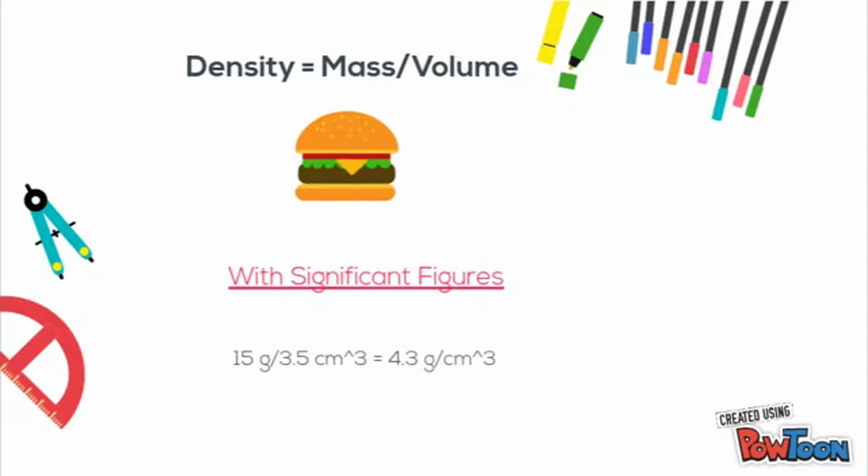Now this time I rounded my final answer using significant figures to 4.3 grams per centimeter cubed, which makes sense because my answer is just as precise as the numbers I started out with, and because out of the two initial numbers, the least amount of sig figs is 2, which means I had to round it to 2 sig figs.